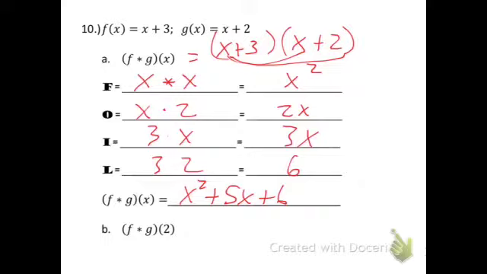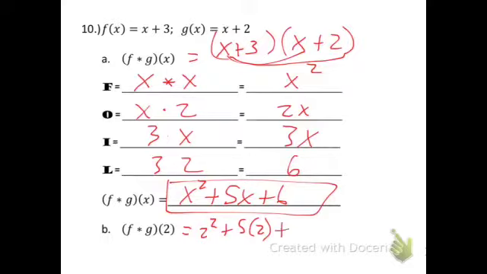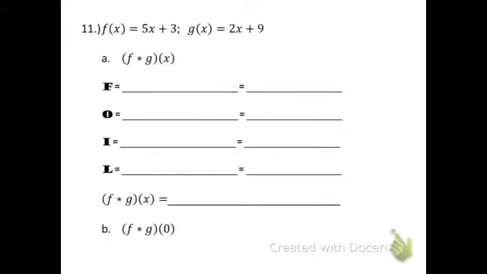And now we got this piece, and we need to evaluate it too. So put 2 in for both your x's and evaluate. You're looking at 2 squared plus 5 times 2 plus 6. 2 squared is 4. 5 times 2 is 10. Add 6. You're looking at the grand total of 20. Yay! Moving on to 11.